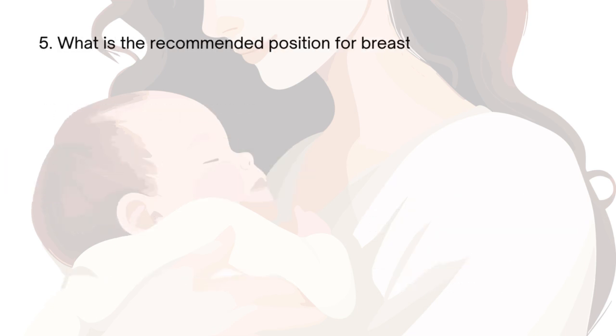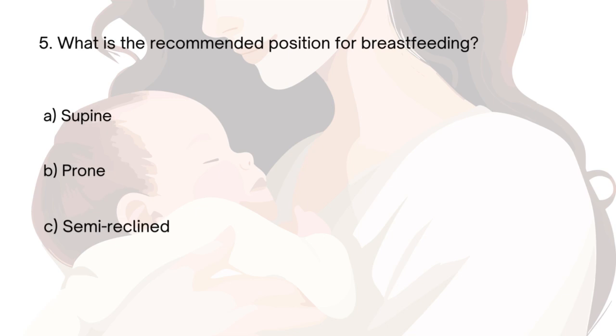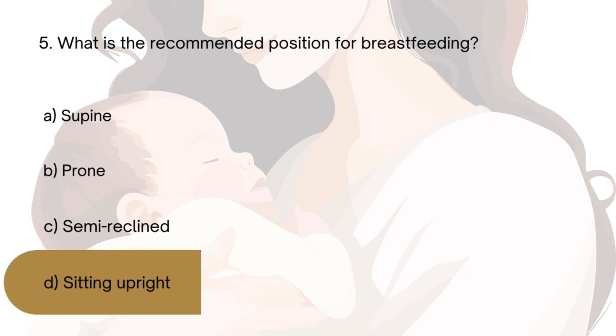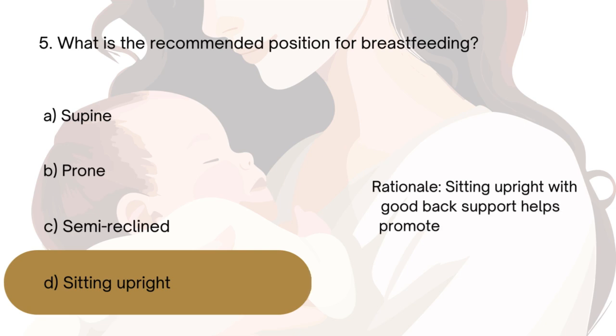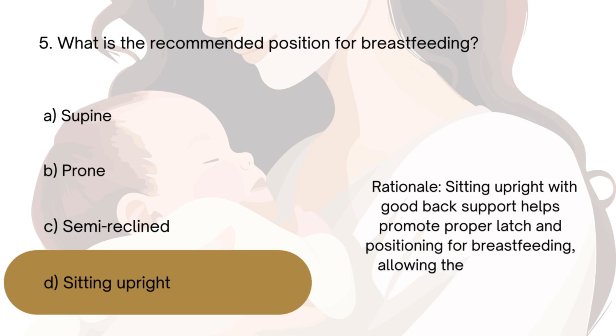5. What is the recommended position for breastfeeding? A. Supine. B. Prone. C. Semi-reclined. D. Sitting upright. Rationale: sitting upright with good back support helps promote proper latch and positioning for breastfeeding, allowing the infant to feed effectively.